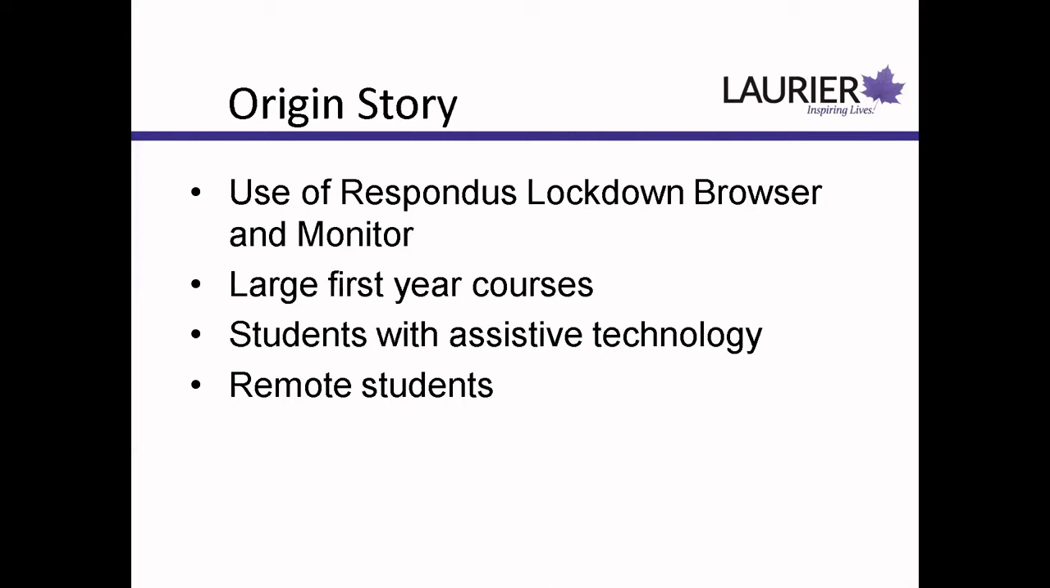So the origin story started in the middle of March, when we had a request from our instructors to do something about the fact that we didn't have in-class systems anymore to host online exams that used Respondus Lockdown Browser and Monitor, so it could be used with students with assistive technology. We had a lot of large first-year courses where students were writing at the same time, and all of a sudden, we had students who were remote. So we had to develop a system very quickly. I'm sure that a lot of you were in the same situation. I understand that a lot of institutions do use Respondus Lockdown Browser and Monitor. So that's where we were. So we got a request.